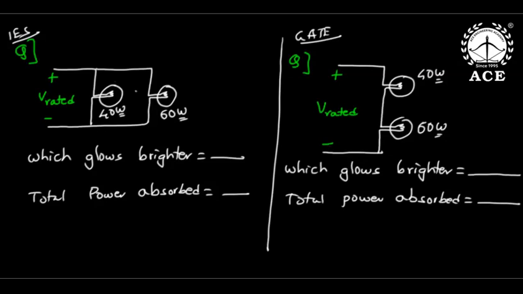In the first case, there are two incandescent bulbs with tungsten filament, meaning purely resistive, 40 watt and 60 watt connected across rated supply voltage. Which glows brighter, and what is the total power consumed? Second case, two incandescent bulbs, tungsten filament, purely resistive, connected in series, 40 and 60, but connected together to the rated supply voltage in the house. Which glows brighter, and what is the total power consumed?